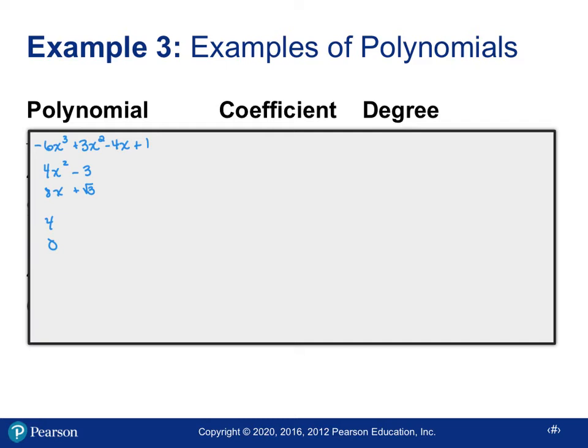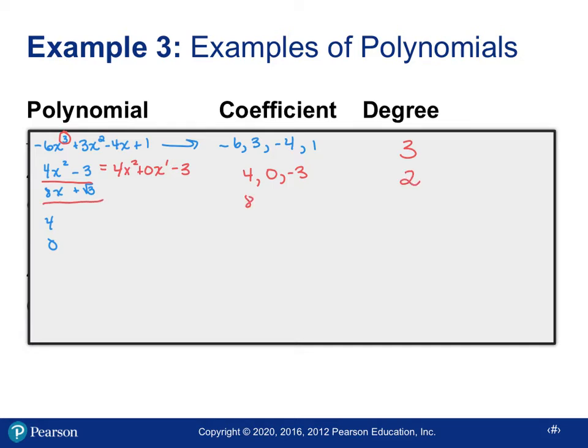Okay, so let's take a look at these 5 examples. In the first one, you have coefficients of -6, 3, -4, and 1. Now the degree of the polynomial is the leading term degree, so right here, the degree is 3. In the second one, your coefficients are 4, 0, and -3. You may say, well, how is there a 0? Well, notice this is 4x squared plus 0x to the 1 minus 3. Your degree is 2.